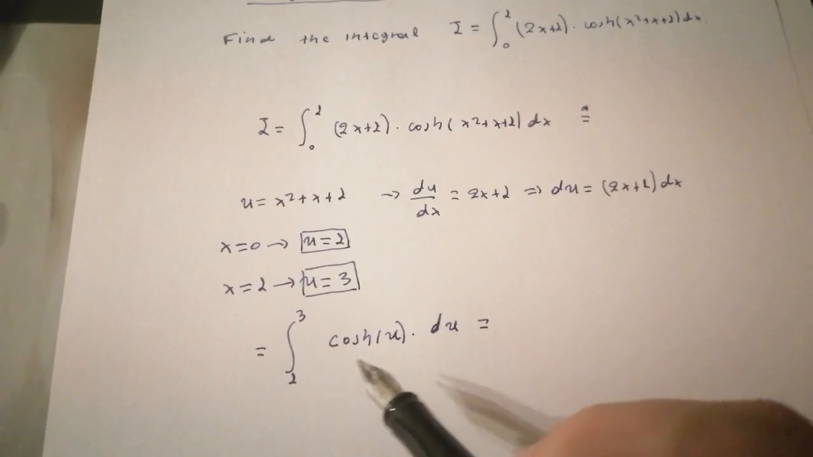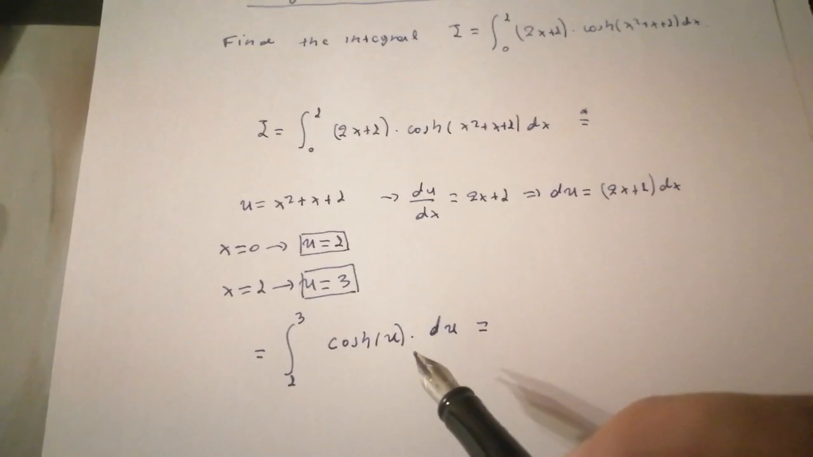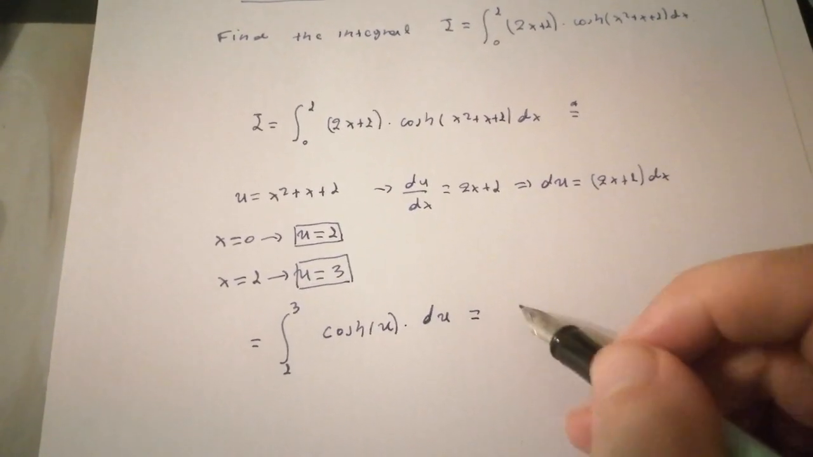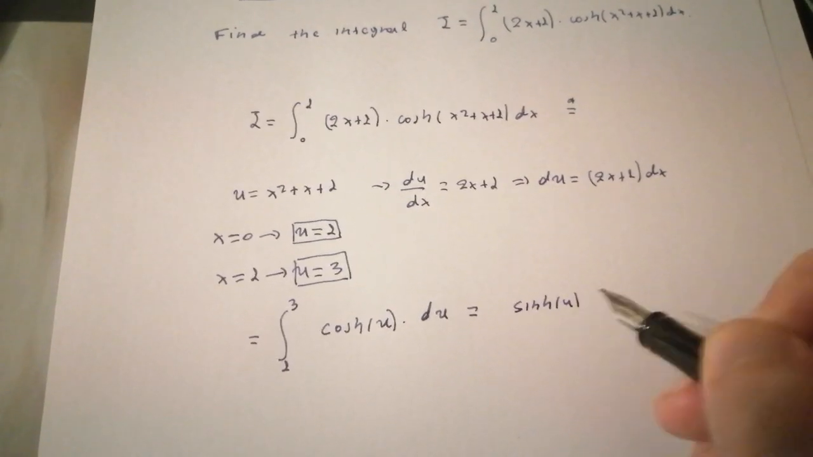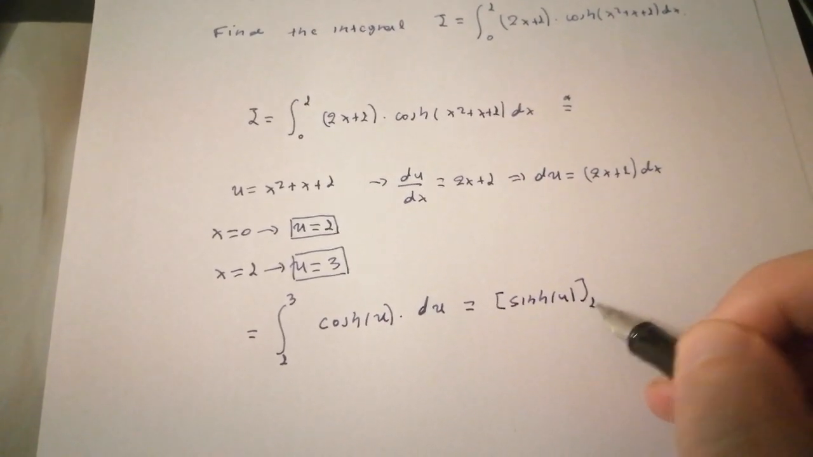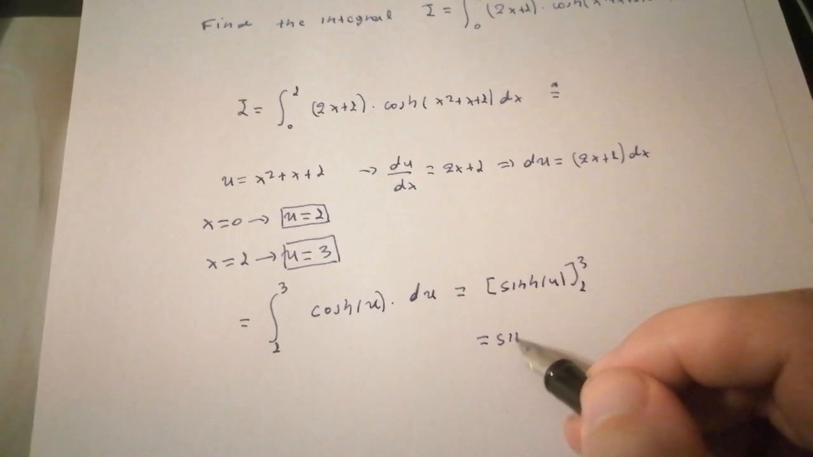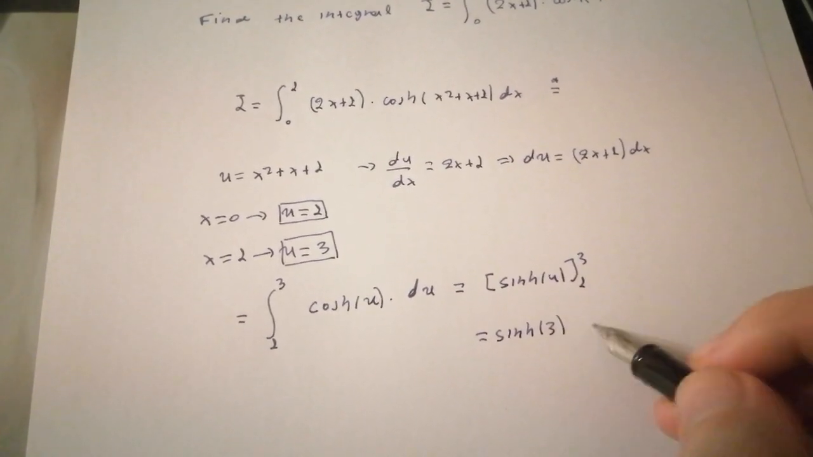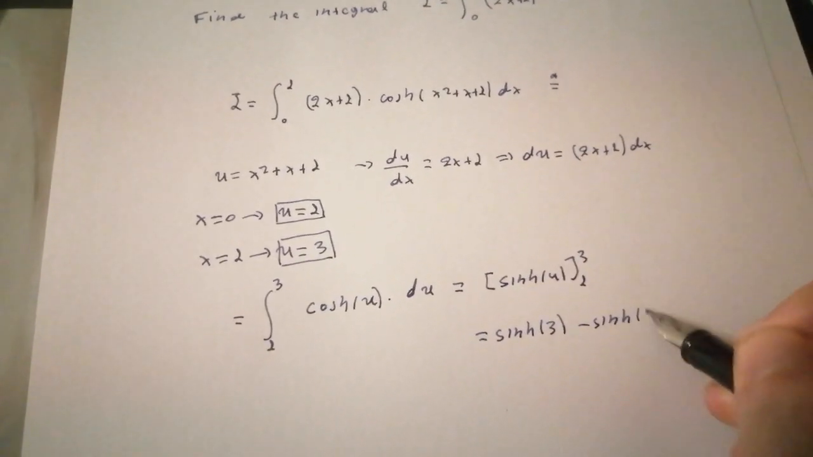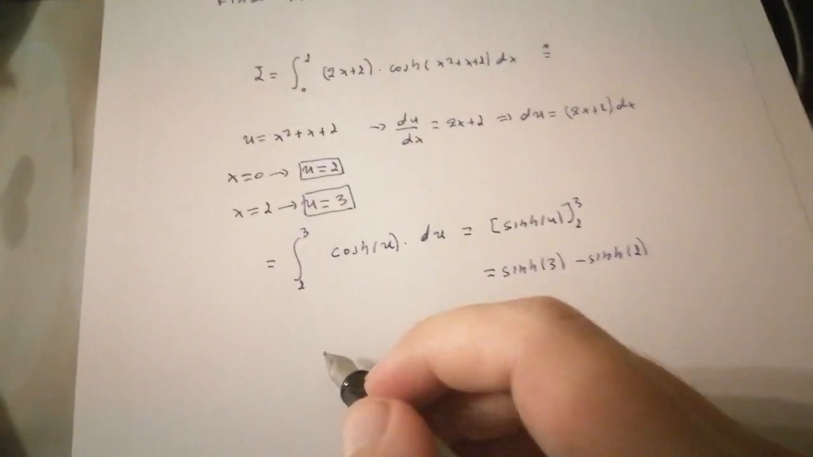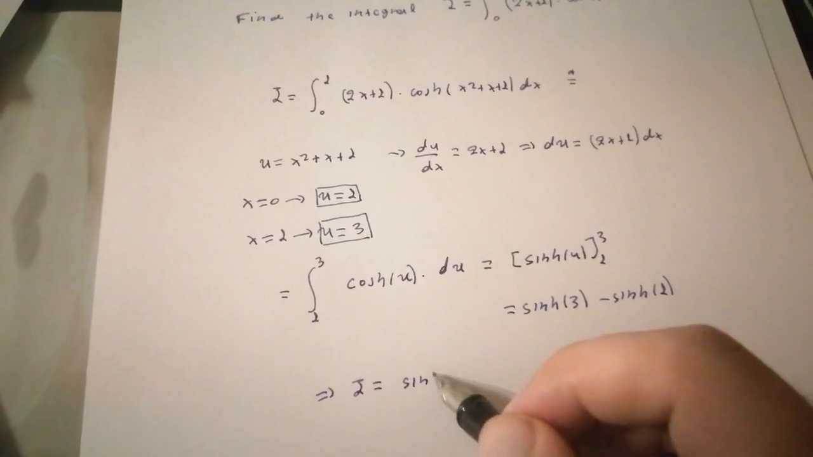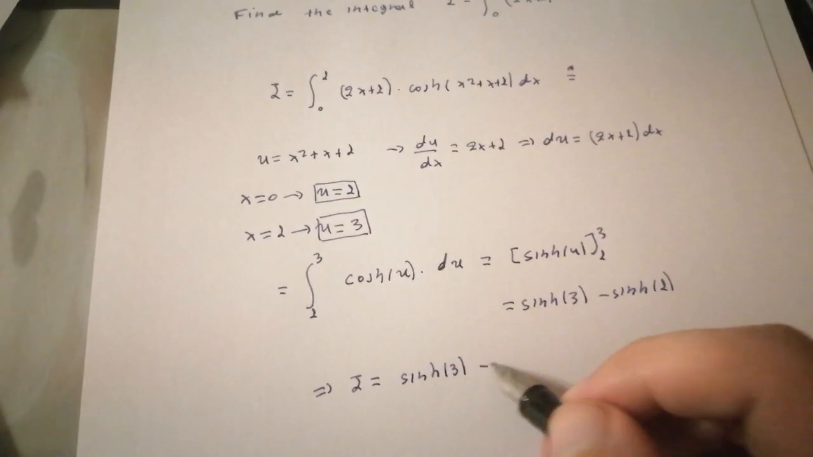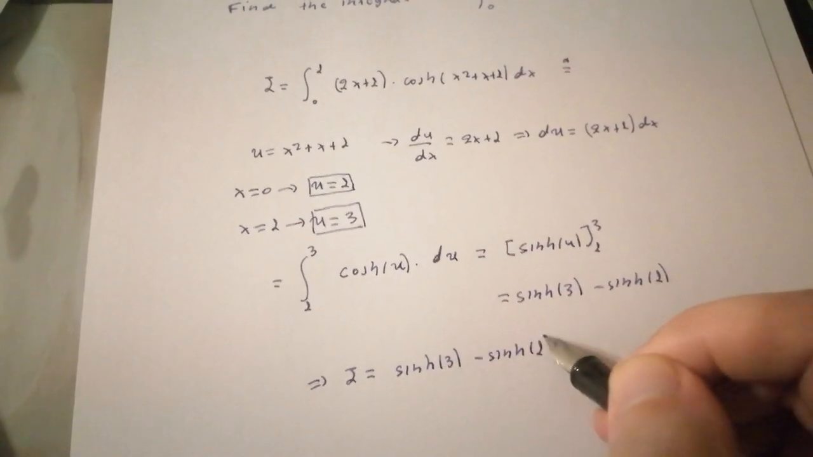So we have the integral of cosh, which is sinh of u. So we have sinh of 3 minus sinh of 1. So my integral I is sinh of 3 minus sinh of 1.